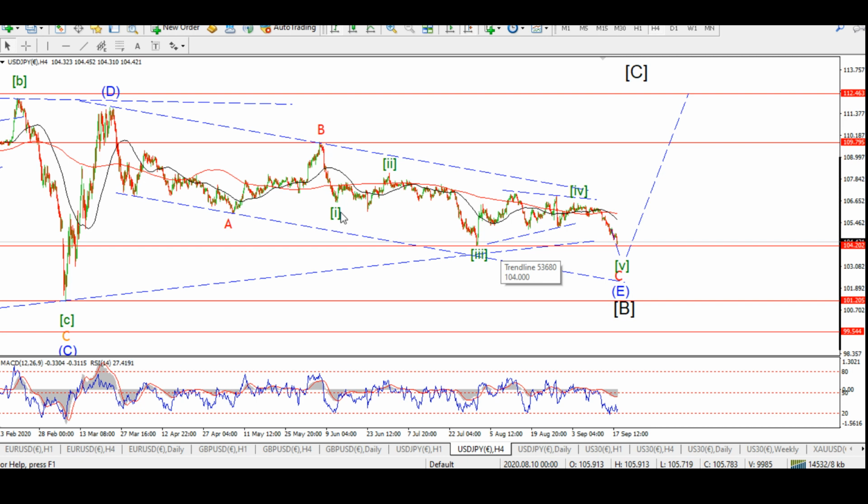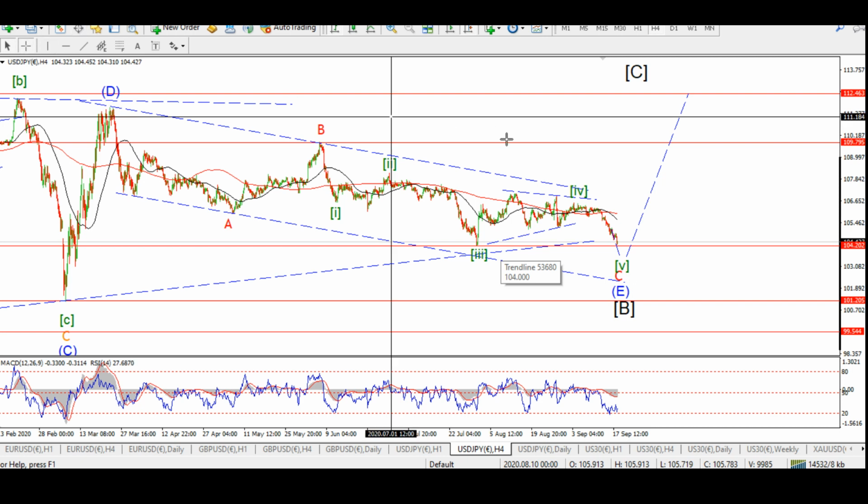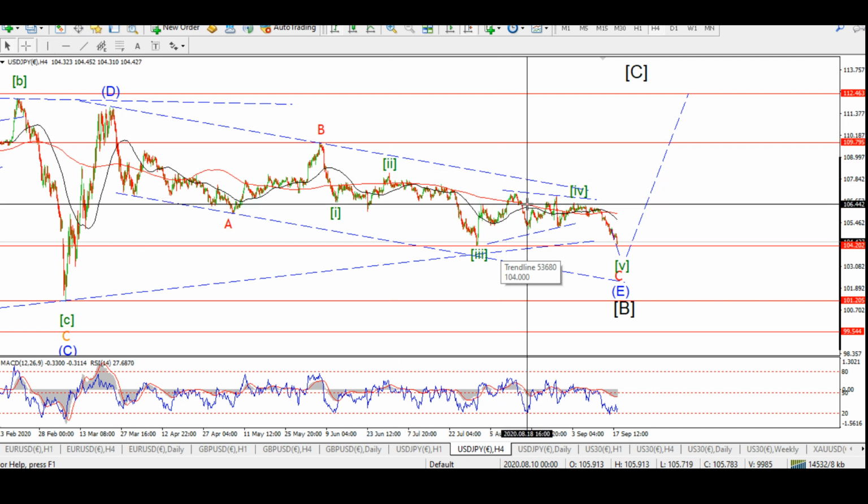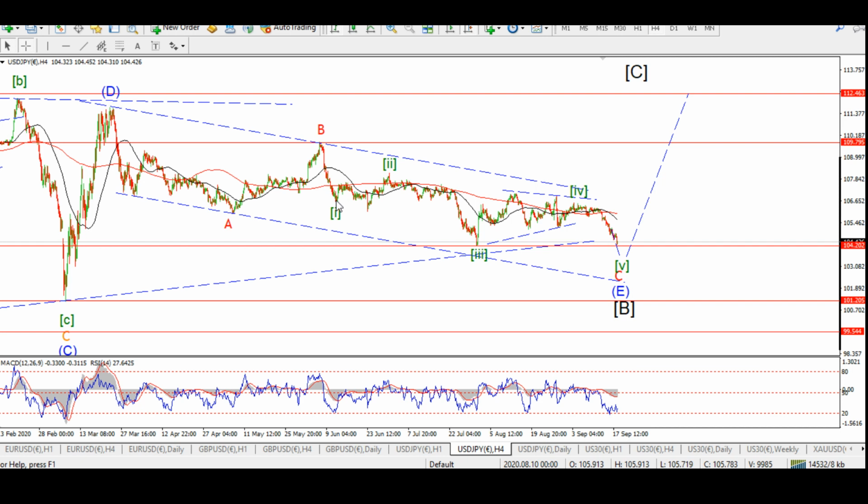Okay, the 5-wave pattern lower in wave C. We've got wave 1, 2, 3, triangle, 4th wave, and then wave 5 down. And you can see here that the 4th wave triangle ended at about 106.55. So we're just pipping the wave 1 low there, which is interesting actually.